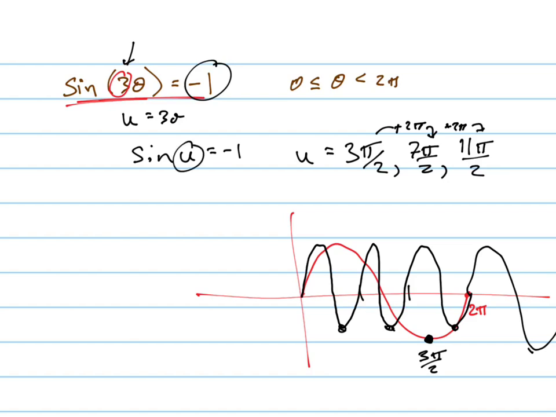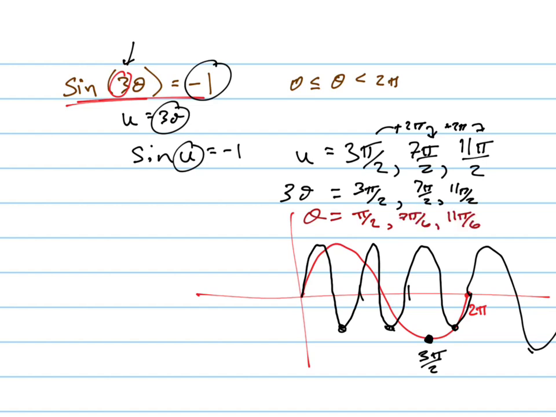Why would I want to do that? Because I'm not trying to solve for u, I'm trying to solve for theta. So u is 3 theta, so 3 theta equals those things. And then divide by 3. Now I divide everything by 3, and I get the answers. Theta equals 3 pi over 6, which is pi over 2, 7 pi over 6, and 11 pi over 6. And that's these 3 right there. Those are my answers.